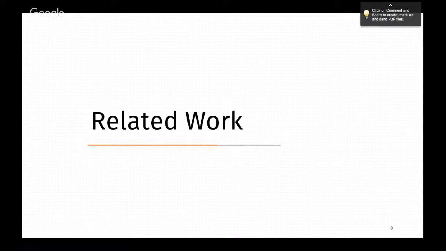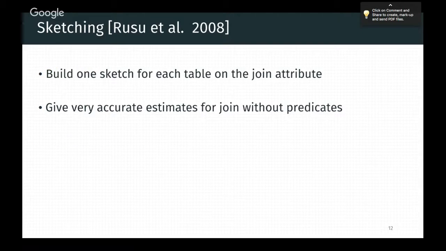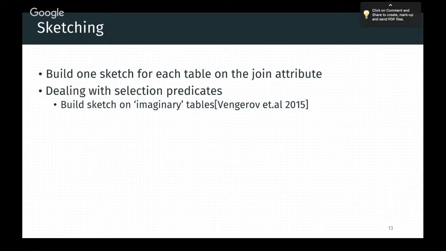There are many works in the literature that solve this problem. There are 3 main approaches. The first one is sketching and synopsis, and the other is random sampling. For sketching-based methods, we build one sketch for each table on the join attribute, and they usually give very accurate estimates for joins without predicates. But how do they deal with selection predicates? They build a sketch on an imaginary table at query time when they are given the predicates.